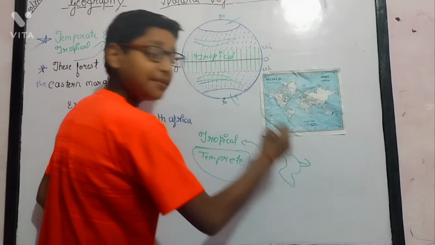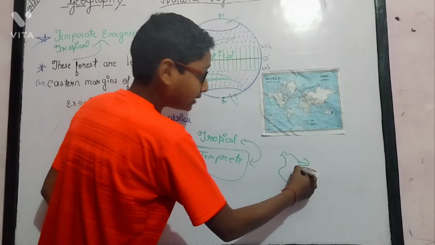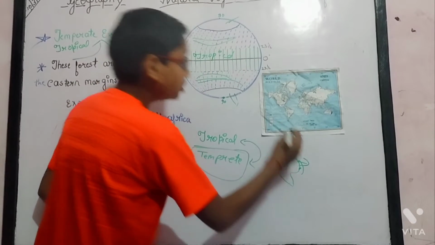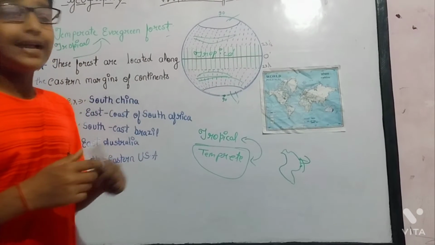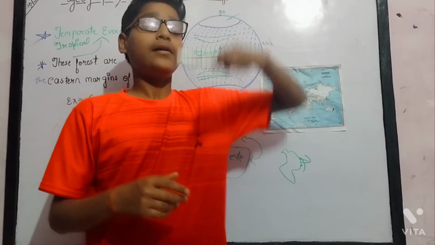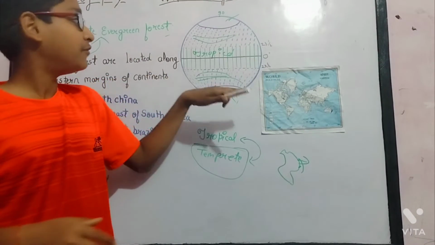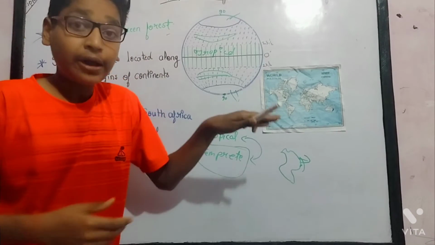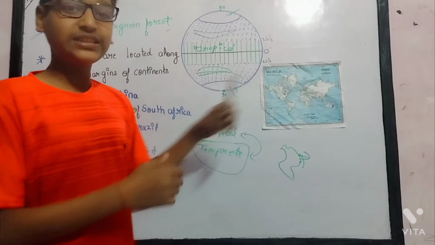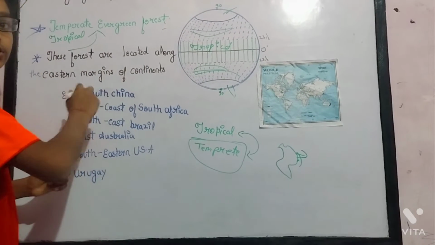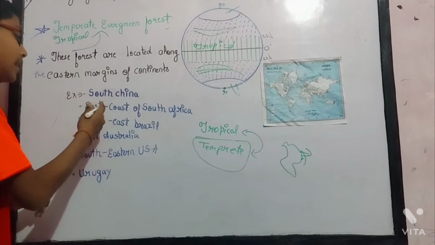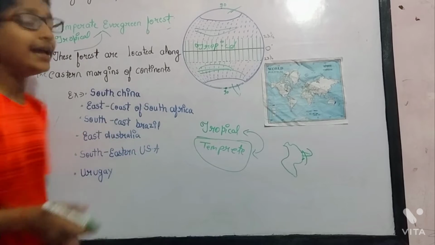So the eastern part of North America is a coastal line. But there is one condition, that it is to be above the tropical region and below the torrid zone. So now let's see in the map. Some examples of these places are South China and the east coast of South America, and now let's see these places on the map.